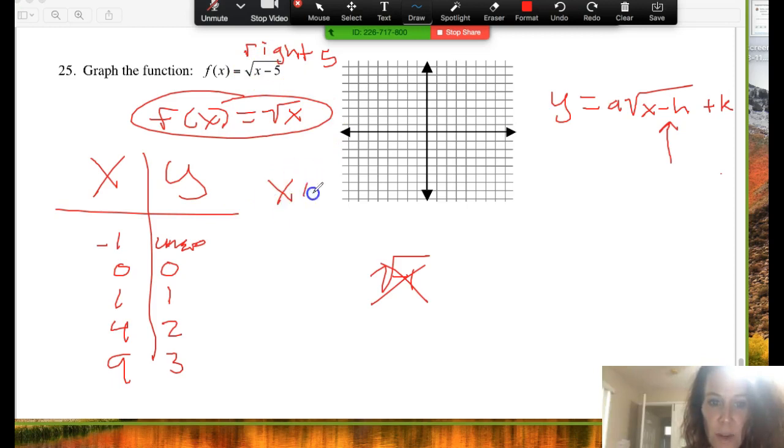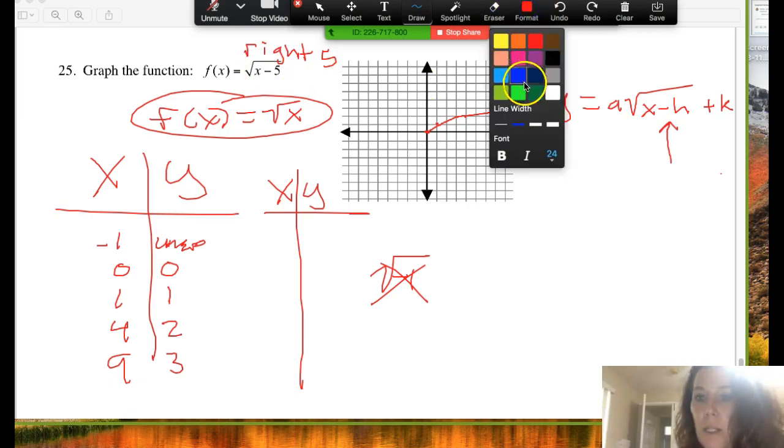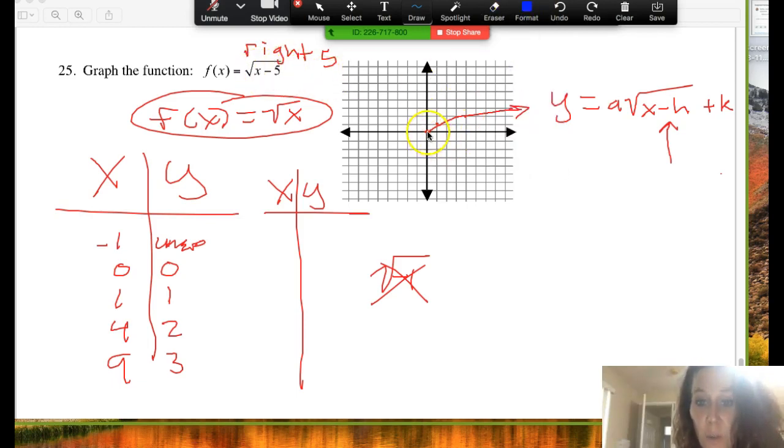So now look at this graph. All right. So if I were to just graph the original graph, here's 0, here's 1, 1, here's over 1, 2, 3, 4, and up 1, 2, and here's over 4, 5, 6, 7, 8, 9, and up 3. So my original graph looks like this. Okay. Inside shifts left and right. Outside shifts up and down. We have an inside. Okay. So basically what this tells me is I shift to the right 5. So I'm going to take this graph and shift to the right 5.